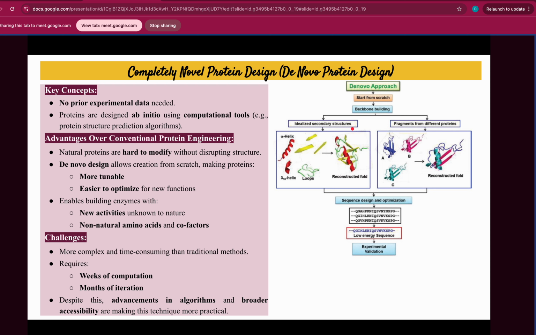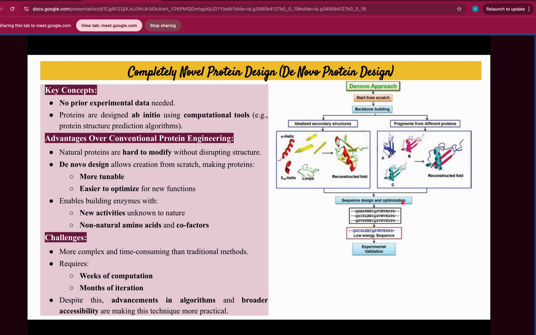So with this, what you do is you take different secondary structures which are already available, you idealize them, and you combine them in different combinations and reconstruct a fold. In this way, you are designing a new protein which did not exist previously, or using fragments from different proteins. Different segments are obtained from different proteins and the protein is reconstructed. So to some extent we are using information, but for that particular protein we do not have any such information. So we are making a protein which is completely unique.